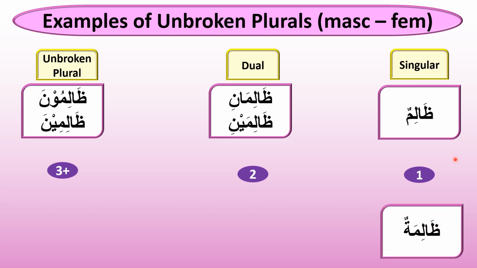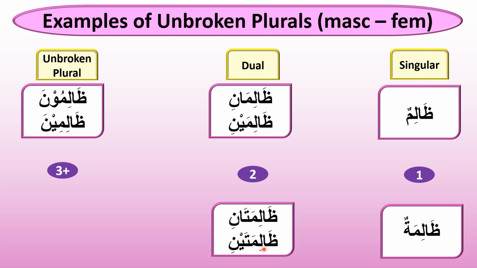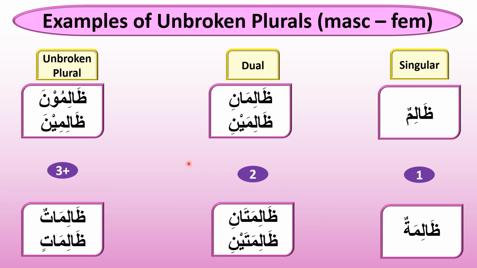Zalimatun is also an oppressor, but a female oppressor. Zalimatani, zalimataini, 2 female oppressors. When we want it to be plural, we say zalimatun, zalimatin, atun, atin. So when we look at the extreme left at unbroken, we've got 4 endings here. Zalimuna 1, zalimina 2, zalimatun 3, and zalimatin 4. Why 4? 2 are masculine and 2 are feminine.